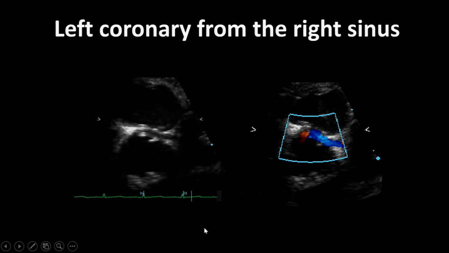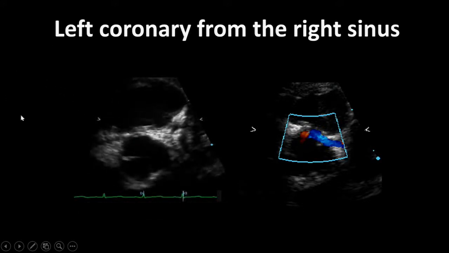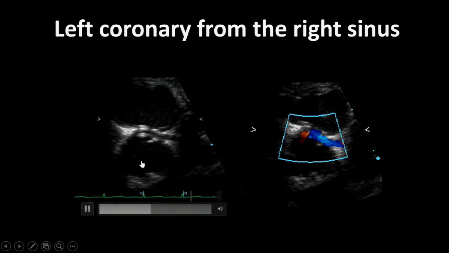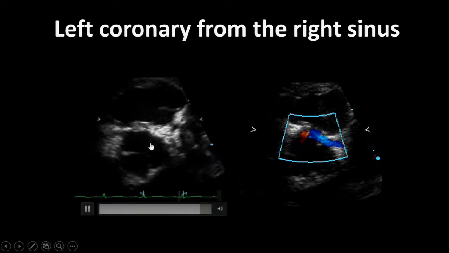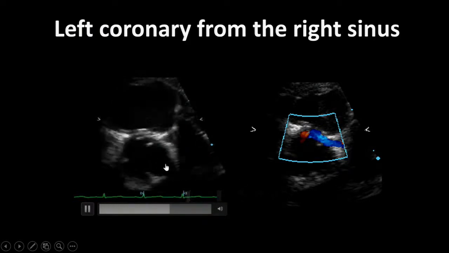Left coronary artery from the right sinus. Here we've got a moving picture. This is the aortic valve in cross-section. The intercoronary commissure is located over here. So this is the right sinus. This is the left sinus.